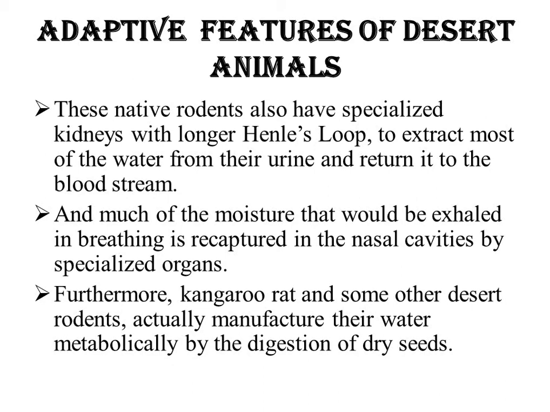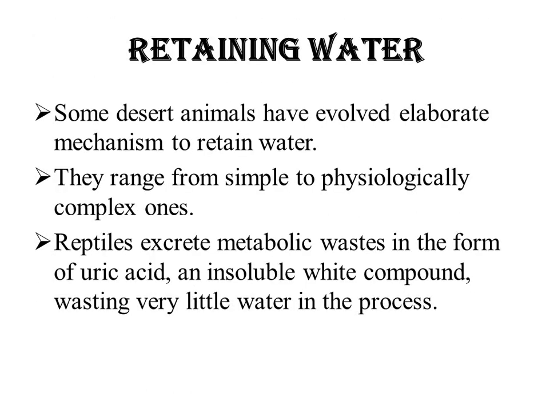Much of the moisture that would be exhaled in breathing is recaptured with the help of the specialized organs which are situated in their nasal cavities. Furthermore, kangaroo rat and some other desert rodents actually manufacture their water metabolically by digestion of dry seeds. Some desert animals have evolved elaborate mechanisms to retain water. They range from simple to physiologically complex ones.